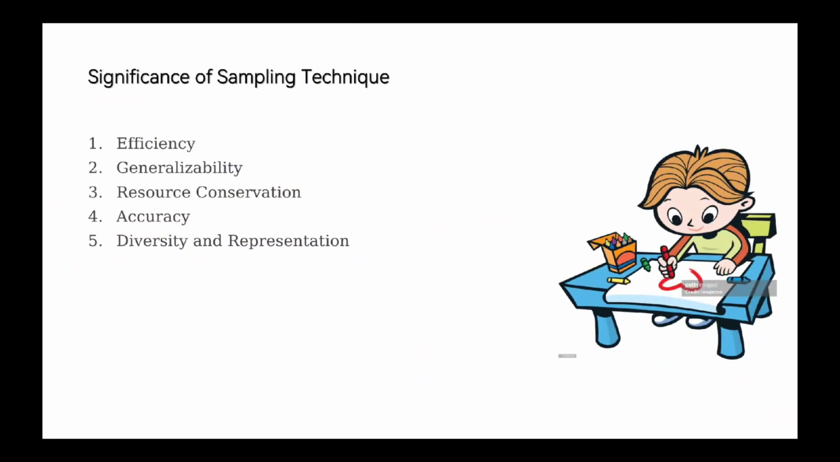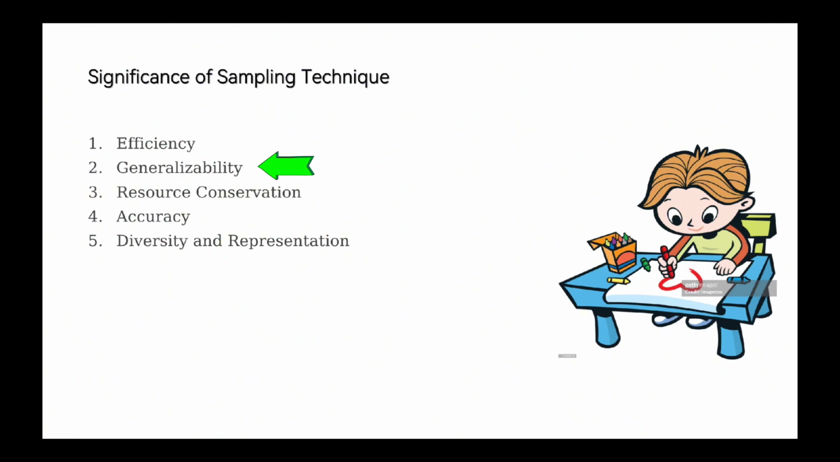Let's move on to the question, why sampling techniques are important. The significance of sampling techniques in research and statistics cannot be overstated. Here are some key points highlighting their importance. Number 1, efficiency. Sampling allows researchers to collect data from a subset of a larger population rather than studying every individual or item. This is often more practical and cost-effective, especially when dealing with large or geographically dispersed populations.